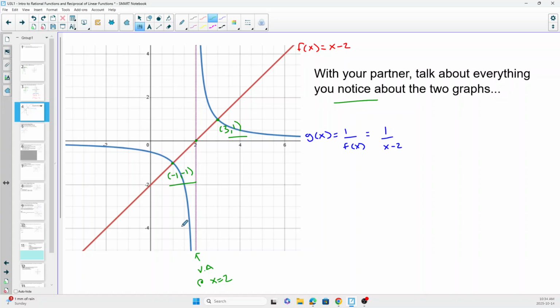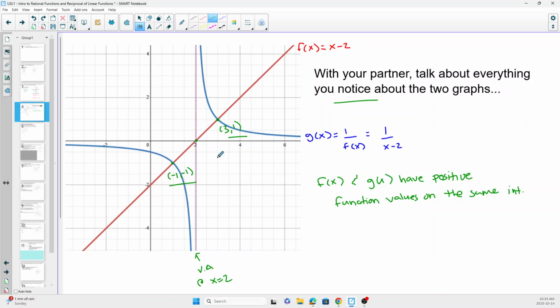So again, that's not a coincidence, and when a function is above the x-axis, it has positive function values. So that means that both f of x and g of x have positive function values on the same intervals. We'll talk about this as we move through. If f of x is positive, g of x is positive. If f of x is negative, g of x is negative.